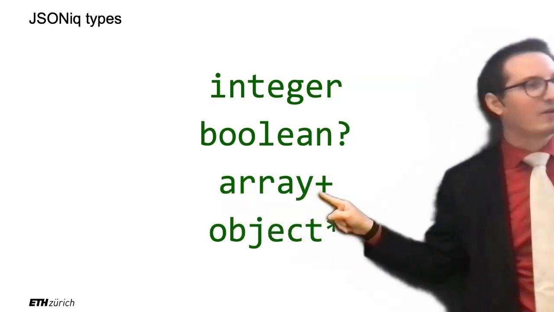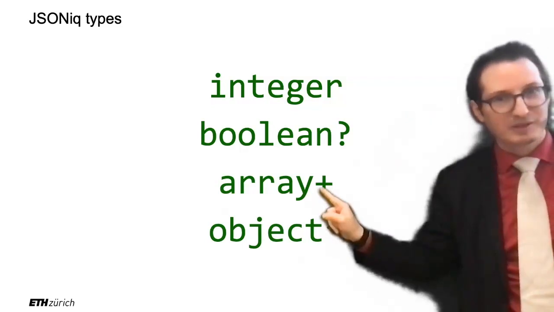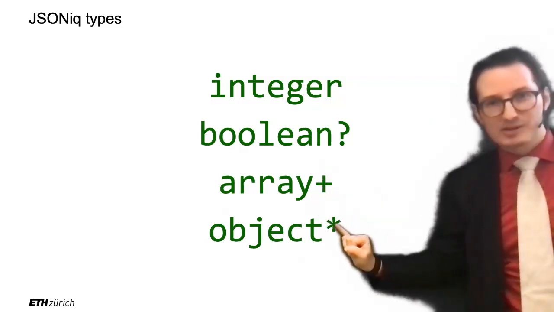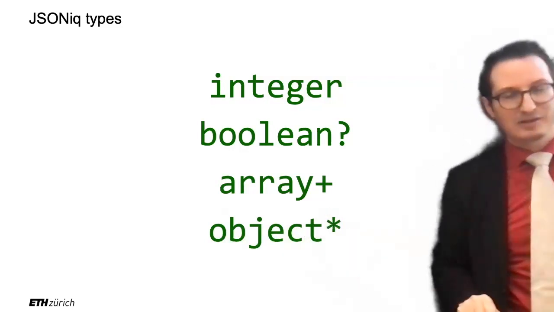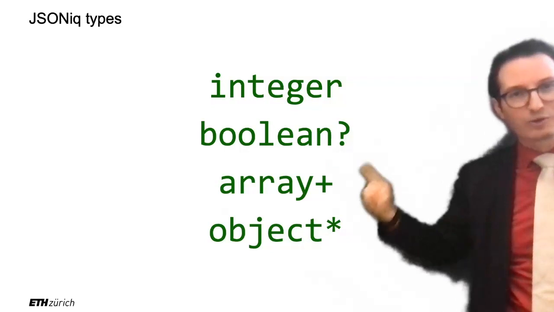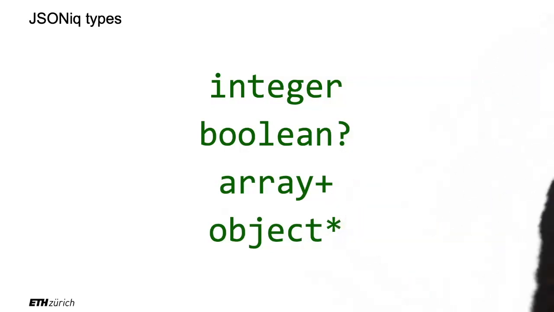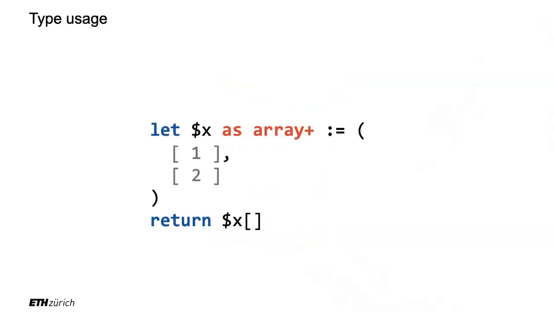So here it means it's a sequence of arrays, but it cannot be empty because that's one or more. And the star means a sequence of objects, possibly empty. That's the star. Again, the same as in regular expressions. These three, the question mark, the plus, and the star are the same as in regular expressions. And then you can use them whenever you want, and it will nicely check that the types are fine. So this is an example here where I have a non-empty sequence of arrays. And here I have a sequence of 2 arrays, so that's totally fine. And then I just return, in that case, I just open them.